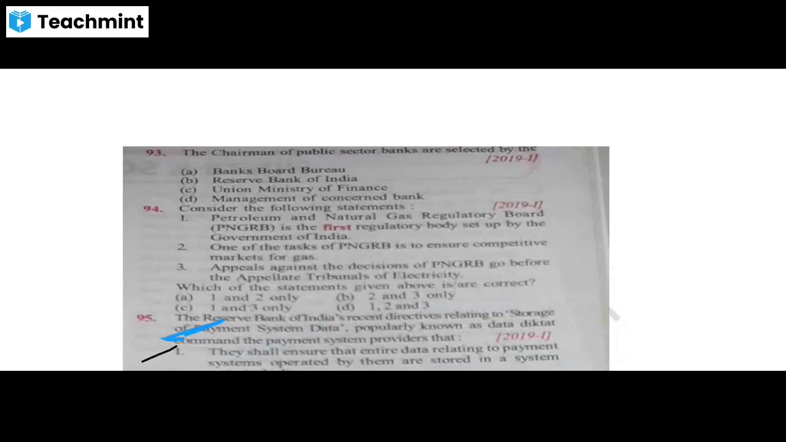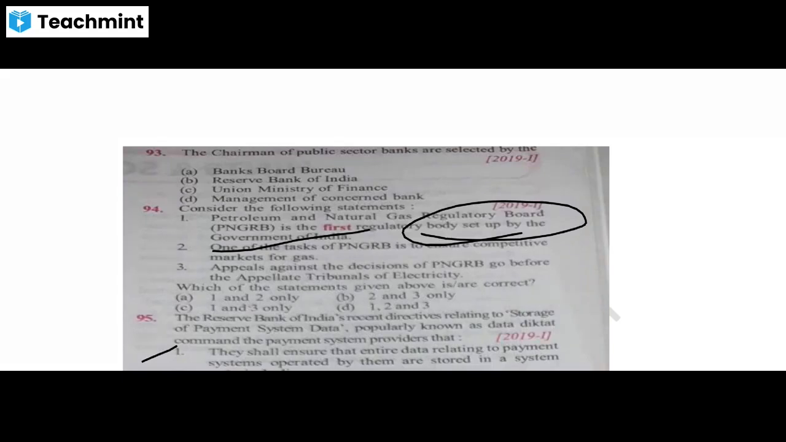Here, consider the following statements. Petroleum and Natural Gas Regulatory Board, that is PNGRB, is the first regulatory body set up under Government of India. One of the tasks of PNGRB is to ensure competitive markets for gas. Appeals against decision of PNGRB go before Appellate Tribunal of Electricity.